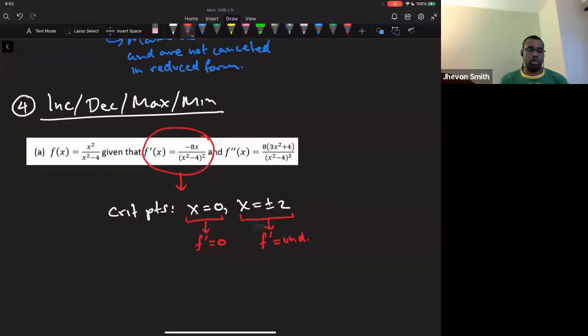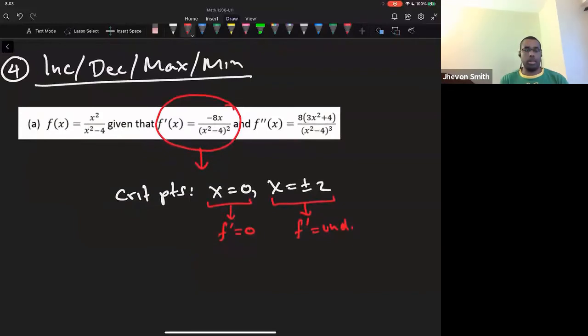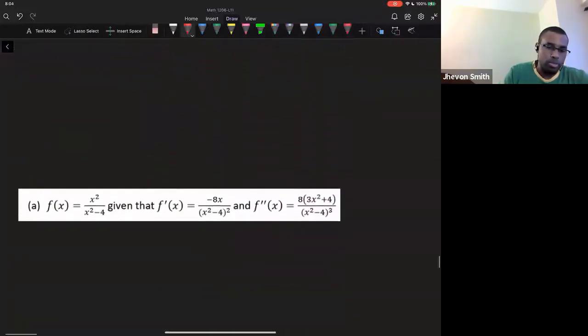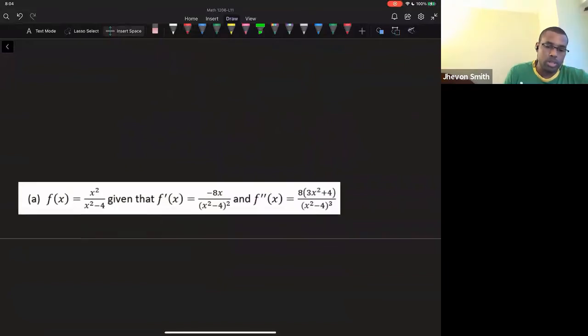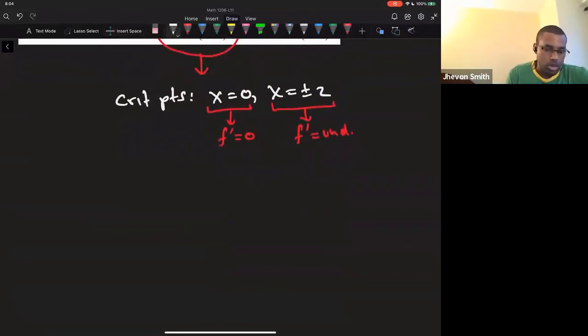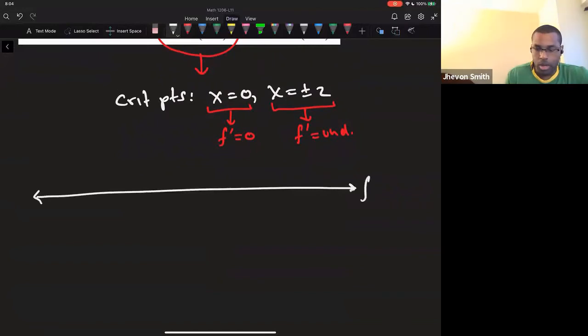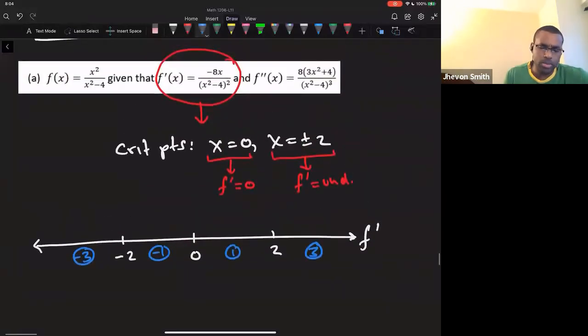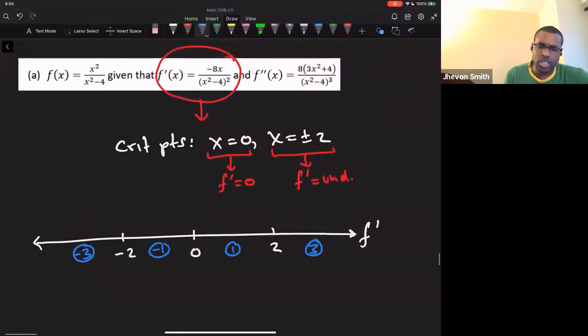Okay, so that's going to be that. And so now, remember the first derivative test, how that works. Once you find the critical points, you're going to plot them on a number line. So we have 0, we have minus 2, we have plus 2. We're going to pick random numbers in between, say minus 3, minus 1, plus 1, 3. You're going to plug them into the first derivative. So the first derivative, notice that the denominator here is always positive. So you really only need to check the numerator.